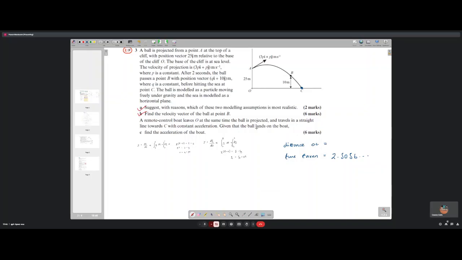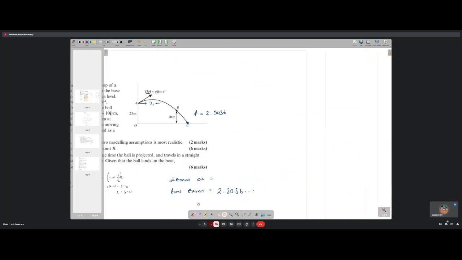Let's just double check this. We know the time taken is 2.5056 seconds, right? So how do I know that the distance is 17.289? Look at the i component. It's 3p, isn't it? So that means we're moving 3p meters per second in that direction, right? So notice the distance O to C will be 3p, the velocity, multiplied by this time. Do you understand?